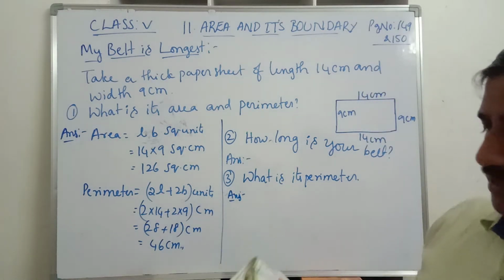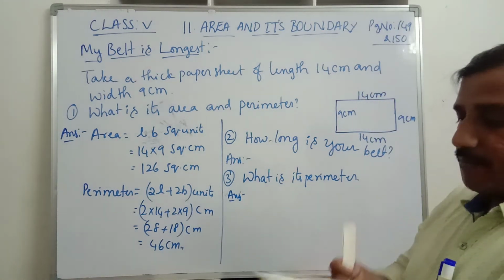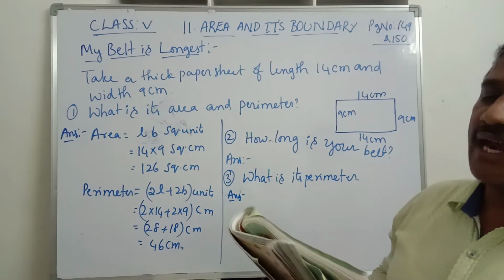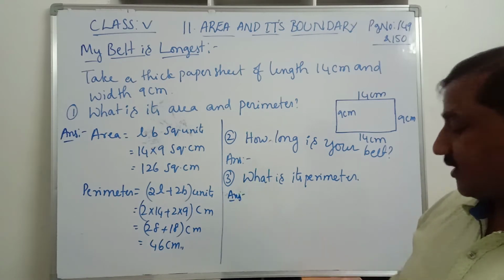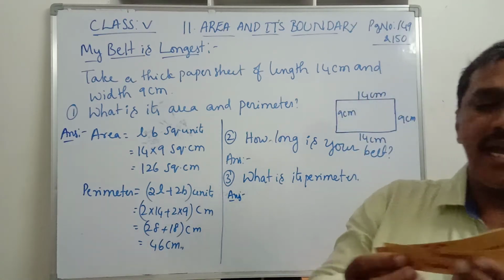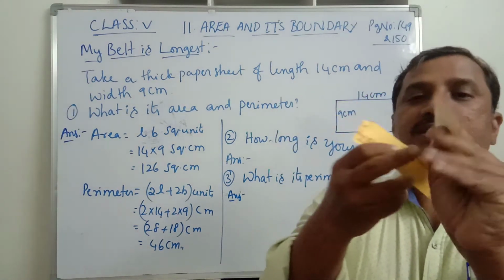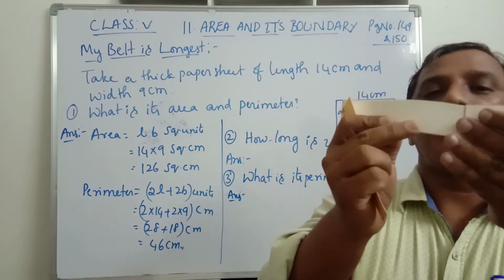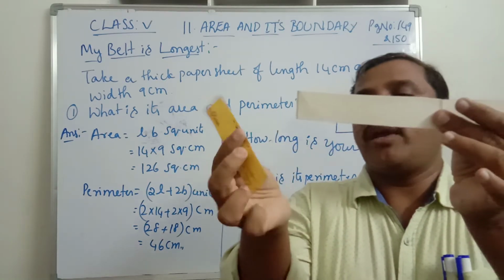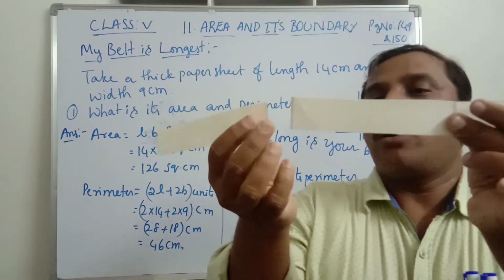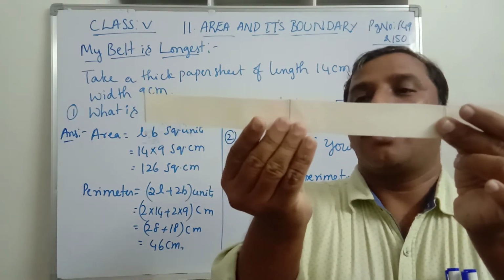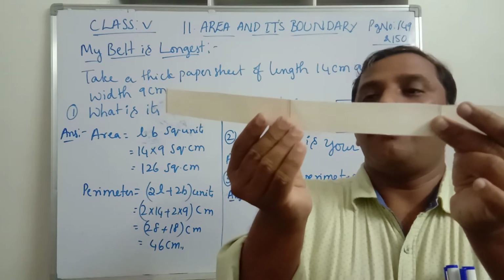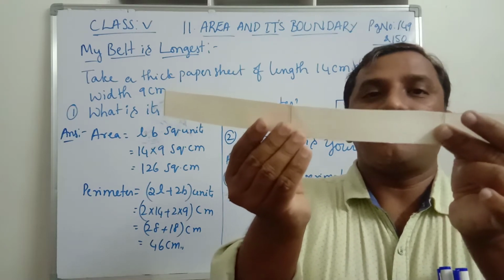Now what to do? We have to make one belt. Using tape, join the strips end to end to make a belt. Just now I am showing here. You can do it at your home. So now I made this. This is a belt. It is made up of 3 pieces. 3 strips I made.